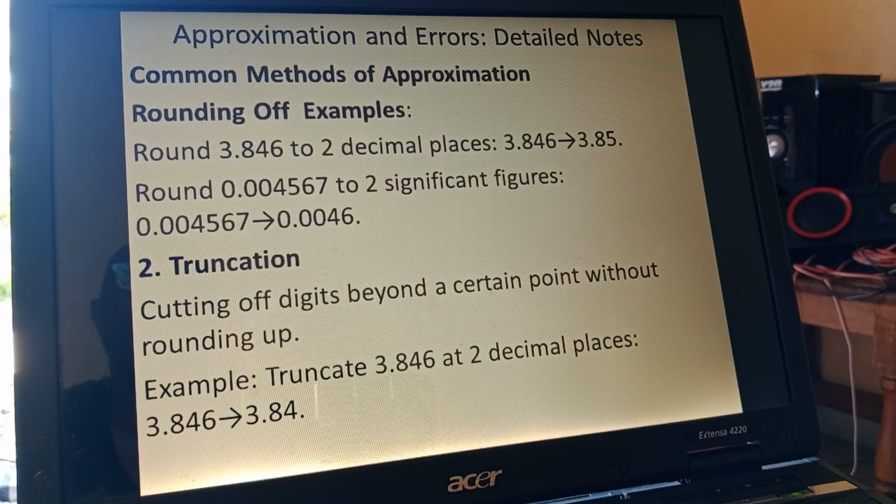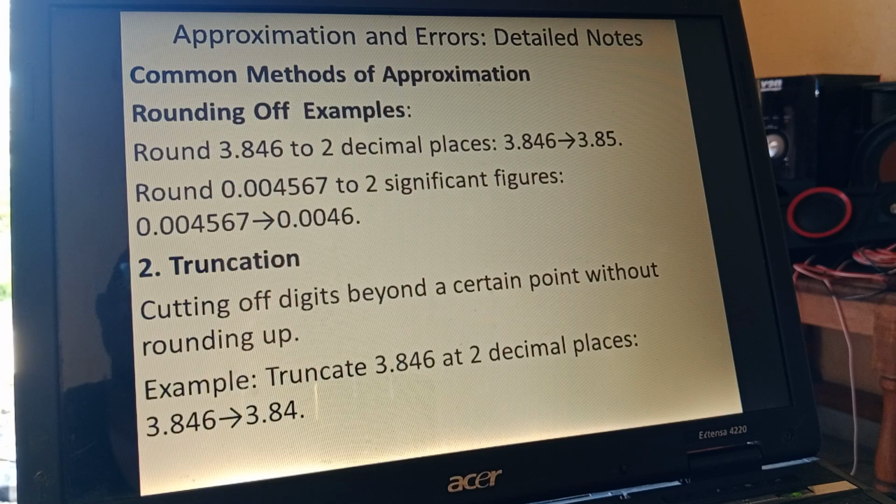Round 0.004567 to 2 significant figures. So it will be 0.0046, because after the 5 we have a 6, so we round up.